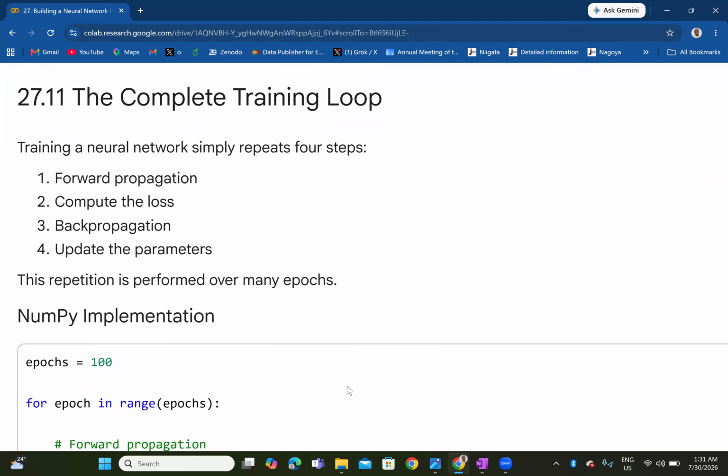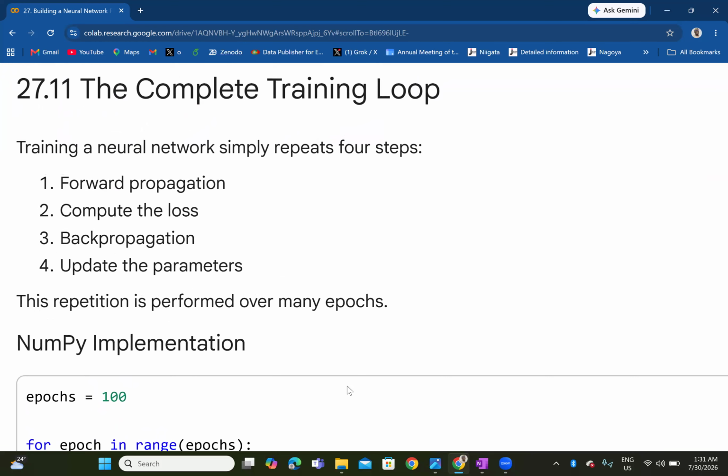Then we have the complete training loop now. Training a neural network simply repeats four steps. You have forward propagation, which makes the prediction. After the prediction is made, the loss is computed. And then based on the loss, we have backpropagation, where we take the derivative of the loss function with respect to every trainable parameter.